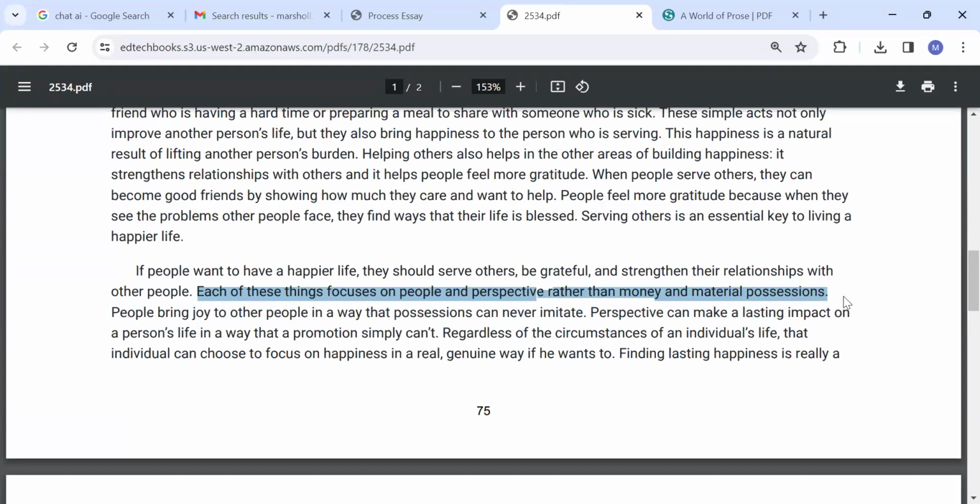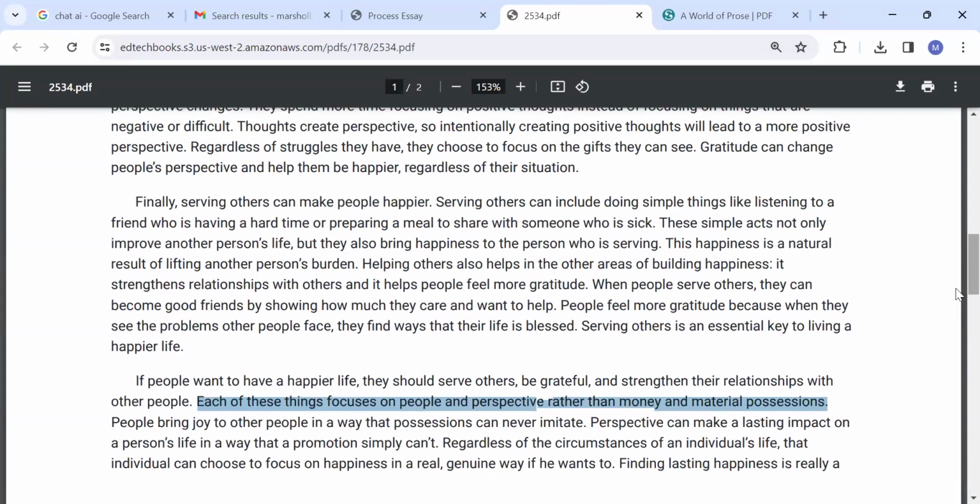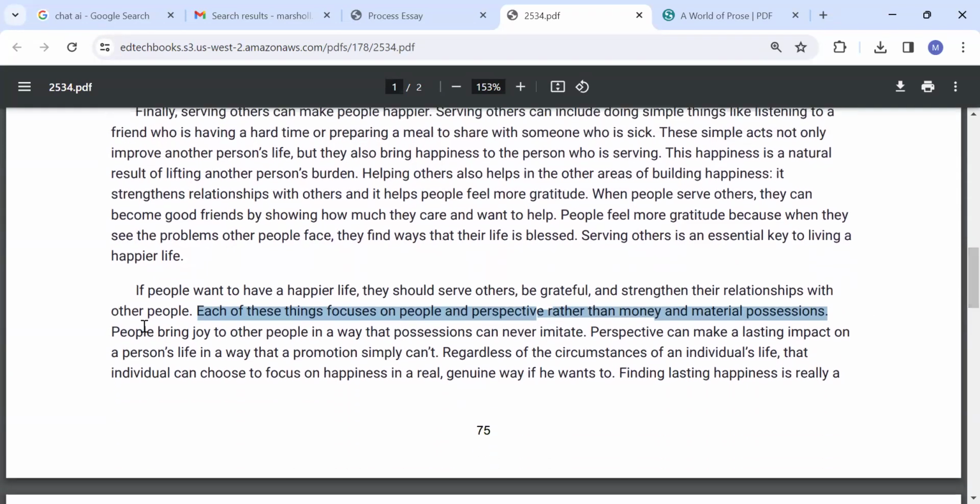So that's the broad statement that the things that you think you need, you don't need. And then it explains in brief detail the importance of the outcome. So, what is the outcome? People bring joy to other people in a way that possessions can never imitate. Perspective can make a lasting impact on a person's life in a way that a promotion simply can't.